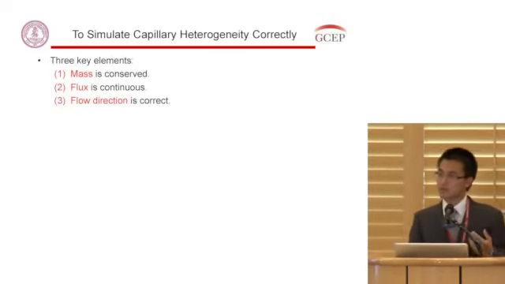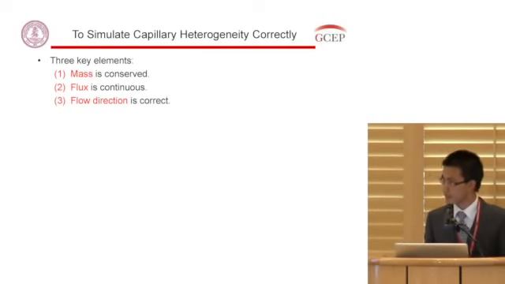So from a numerical standpoint, to model a physical process correctly, we need to honor 3 key elements. Mass conservation is honored for each simulation grid block as well as for the entire simulation domain. And the flux is continuous across each simulation grid block interface. And the flow direction at each grid block interface is correct.